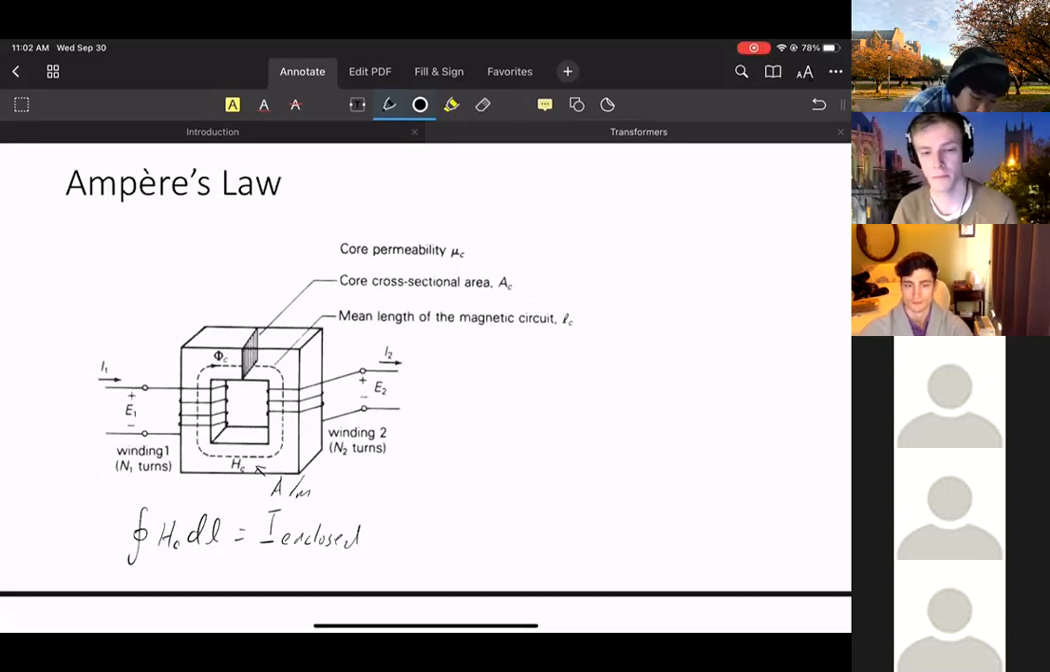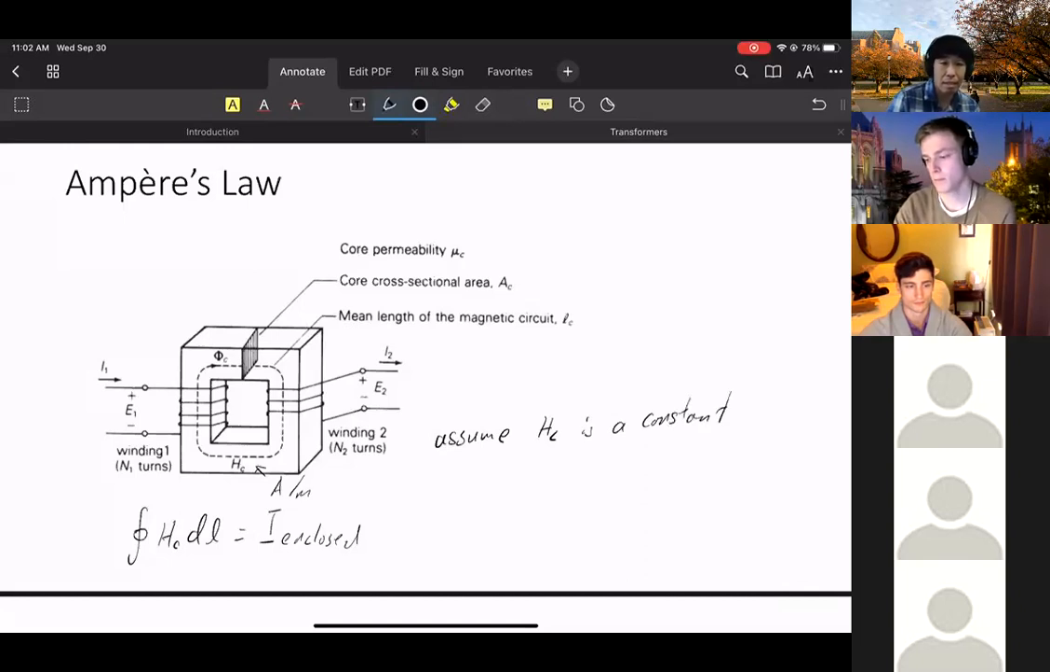Well, we're going to assume HC is a constant. Okay. And we're going to assume that the intensity doesn't vary very much in the field. And what this allows us to do is to relate HC to the current. Because on one side, the path integral becomes HC LC, right? I'm integrating a constant along a path of length LC. So this is HC LC, a constant number. Okay?